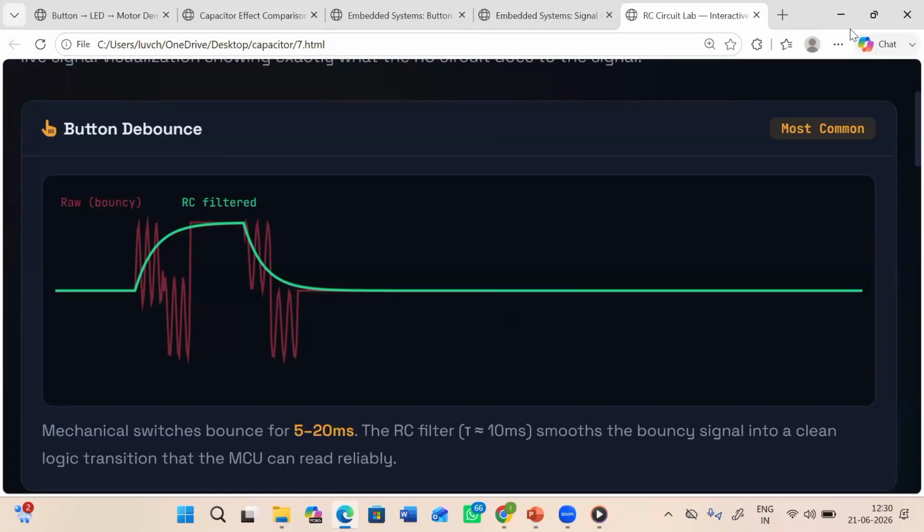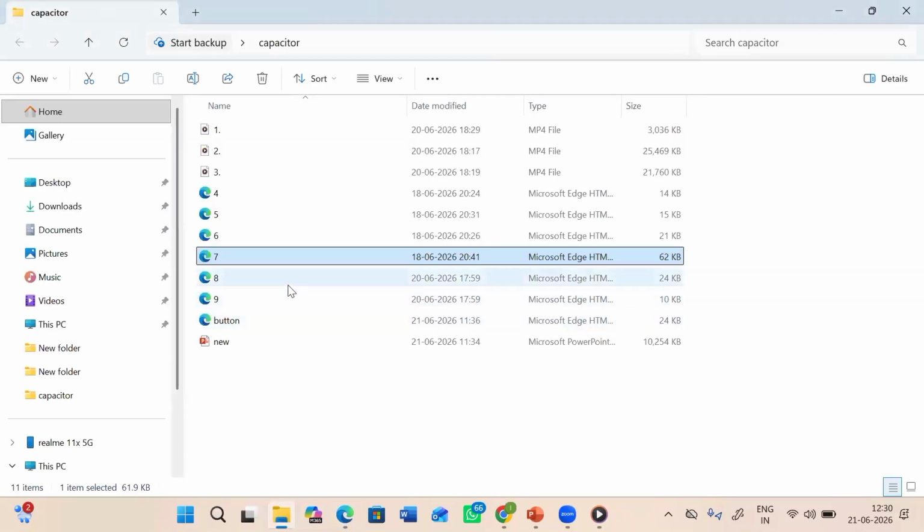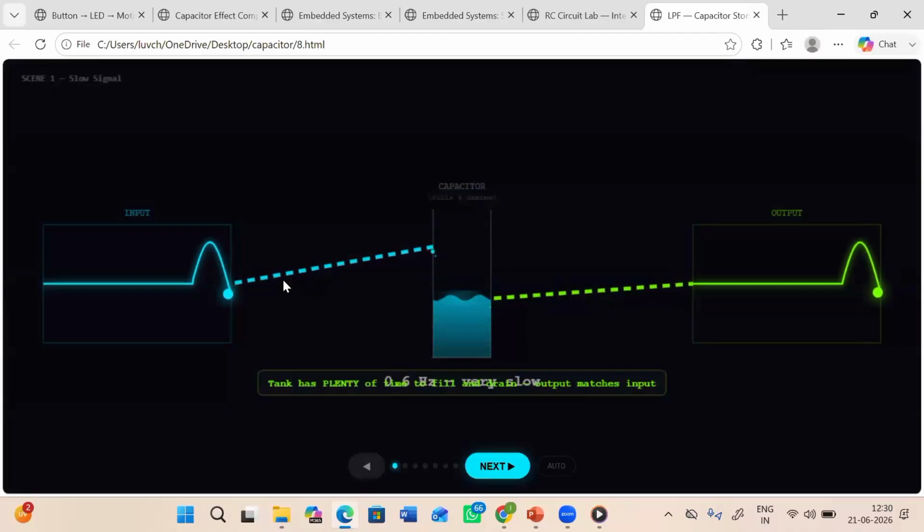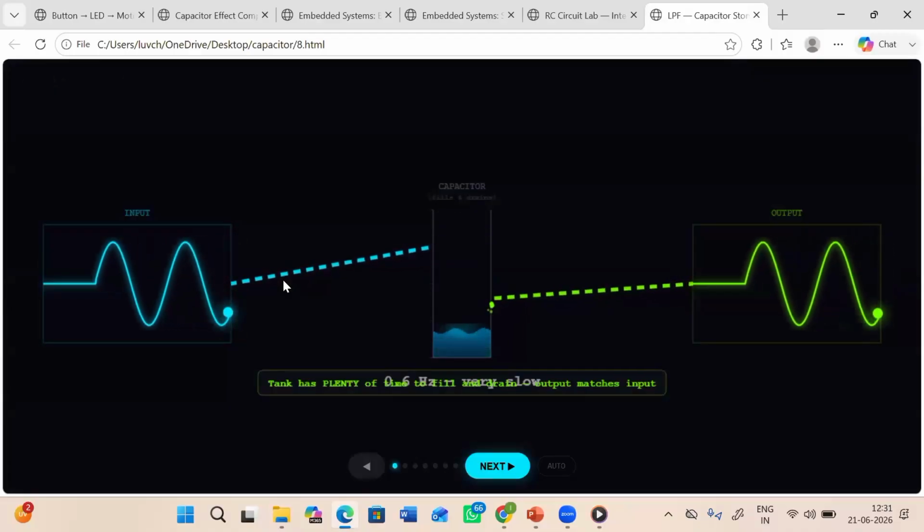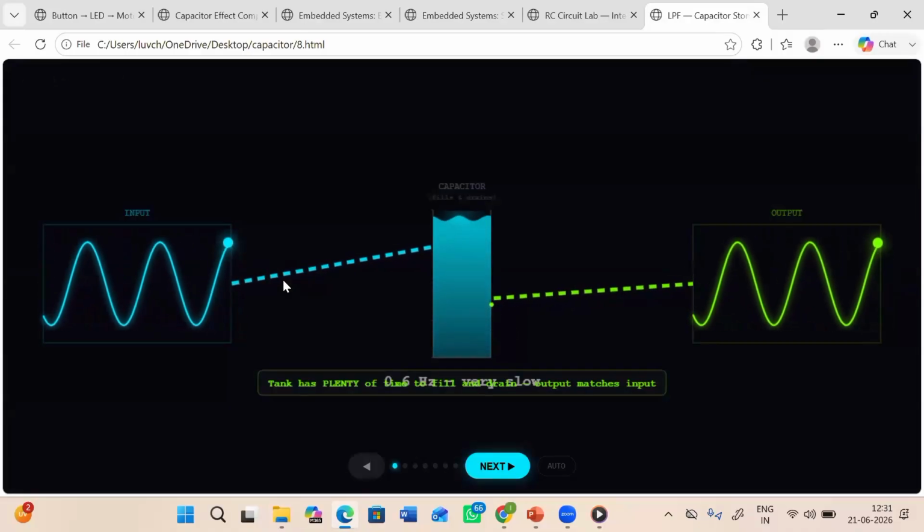So the answer is very, very simple. The larger the tank, the larger amount of time it requires to charge. Right? Now you can see very, very clearly. जब इनपुट कितना धीरे चल रहा है तो कैपेसिटर पूरा चार्ज हो रहा है.